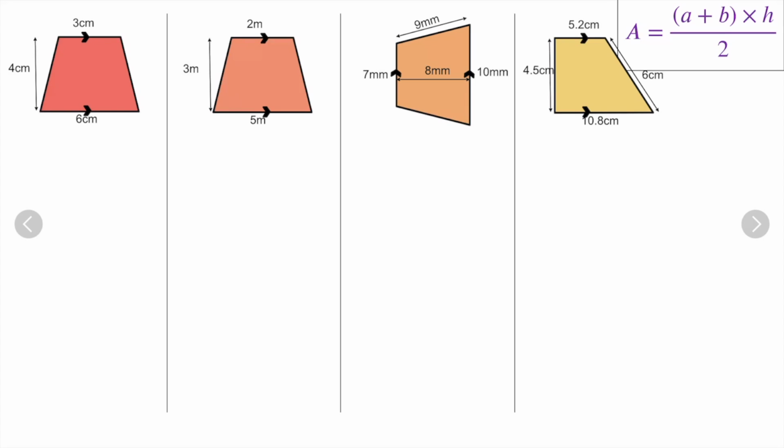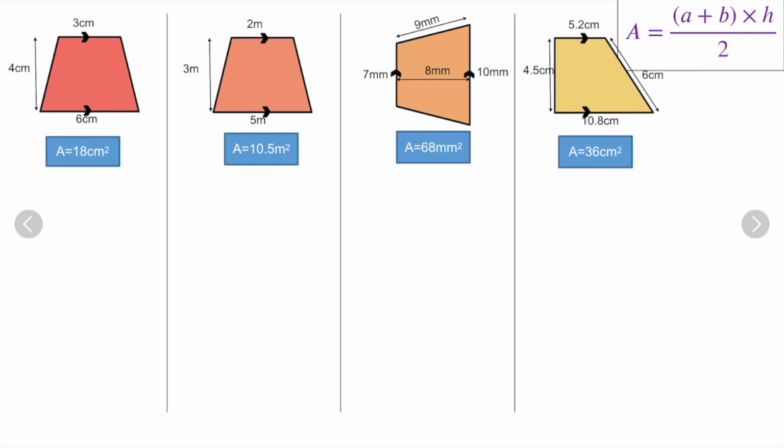For the first 4 questions, these are your answers. I'll quickly talk you through how I've got these. For the first question, 3 plus 6 times that answer by 4 and half it gives you 18. For the second one, 2 plus 5 multiplied by the height and half it.